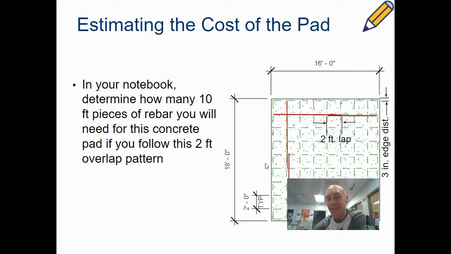Conveniently, 18 feet is 2 10-foot sections because we have a 2-foot overlap. So for every vertical column, we need 2. So I see 2, 4, 6, and so on. I actually want you to calculate this.